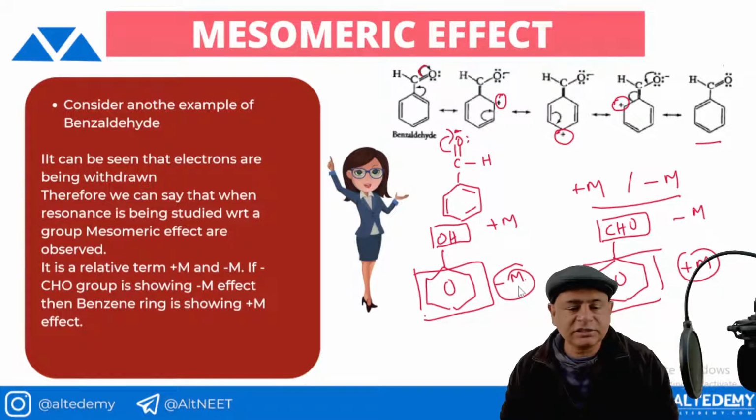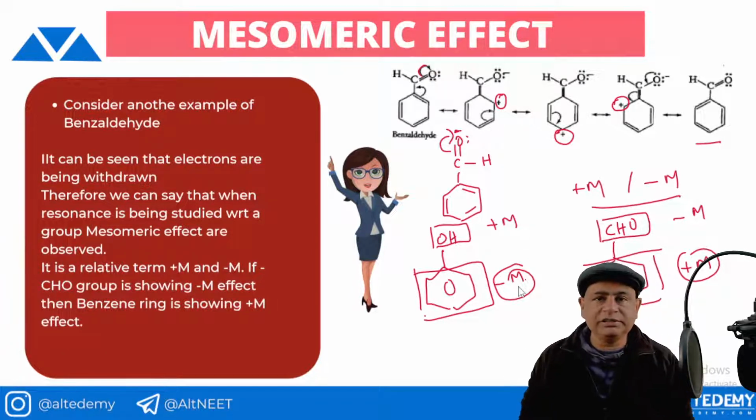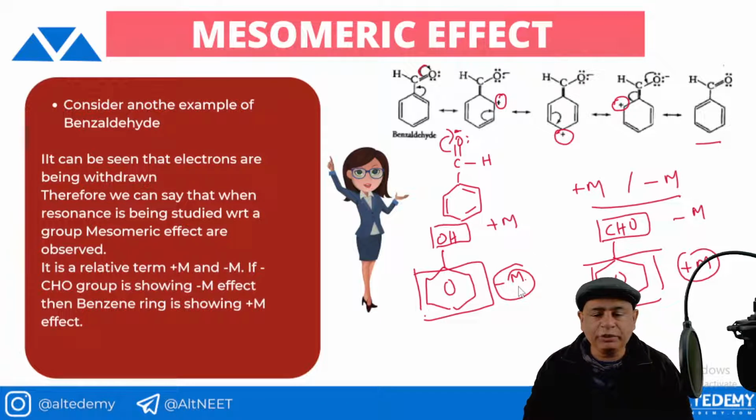So if somebody asks whether the phenol ring will be showing plus M effect or minus M effect, it is always a relative concept. Always remember, if one substance attached to it is creating plus M, the other will obviously be creating minus M effect. Same is the thing that we have written. It is a relative term, plus M and minus M. If the CHO group is showing minus M effect, then the benzene ring is showing plus M effect. In both cases, the things can be understood.